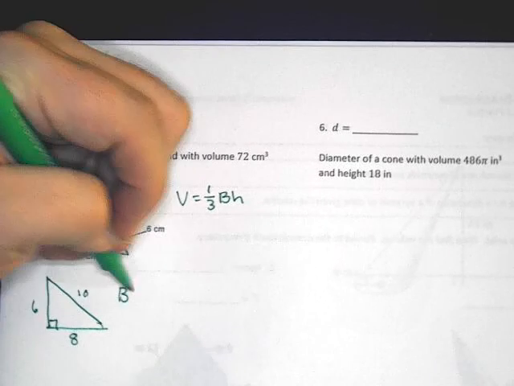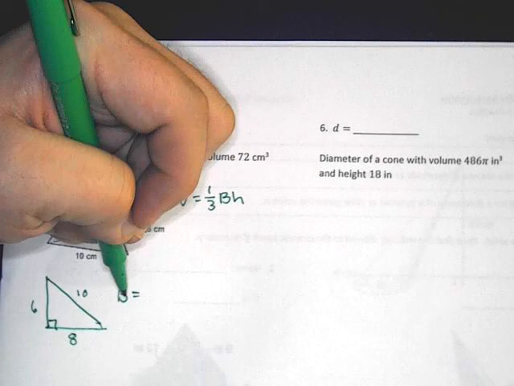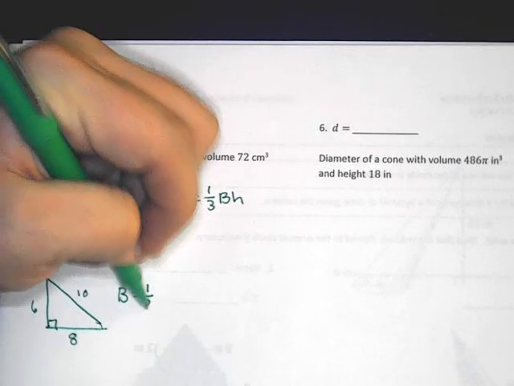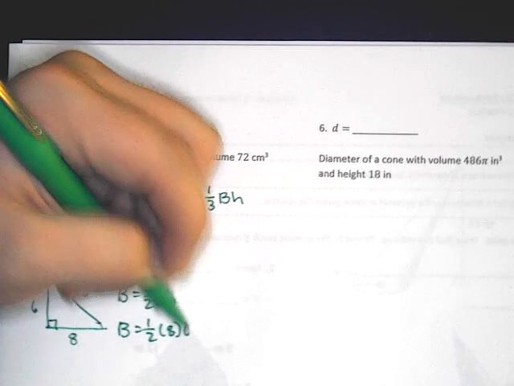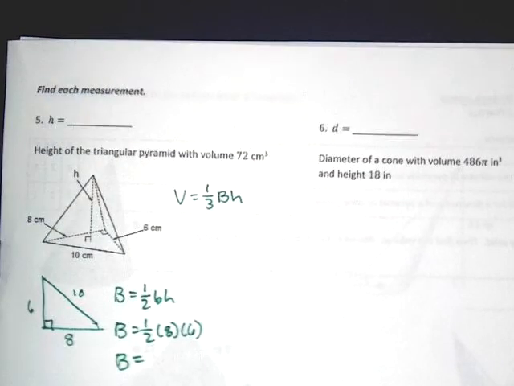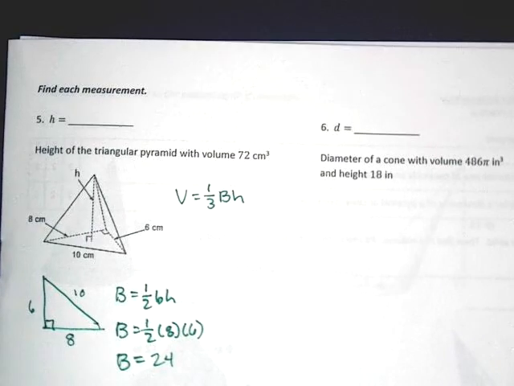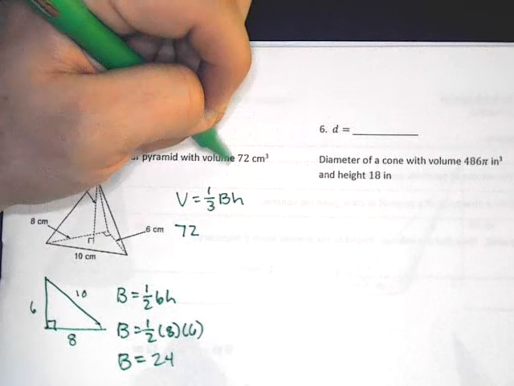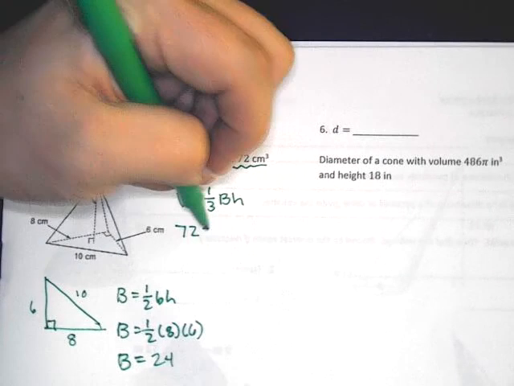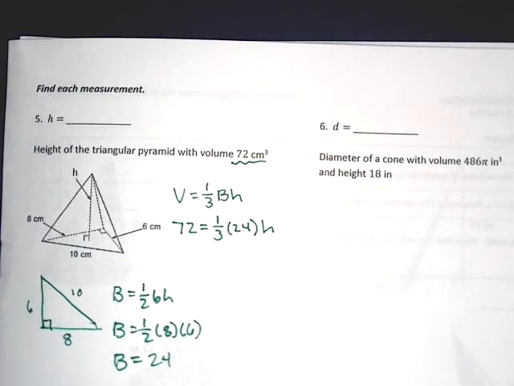So, capital B, I have a perpendicular height to the base. So I do not need to use 1/2 AB sine C. I can use 1/2 BH or 1/2 times 8 times 6, or 1/2 of 8 is 4, 4 times 6, 24. Now I'm ready to go. Now, I knew the volume was 72 from the information. 1/3 times 24 times the height.